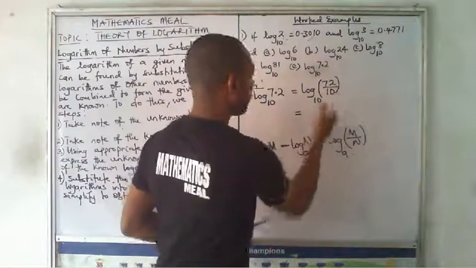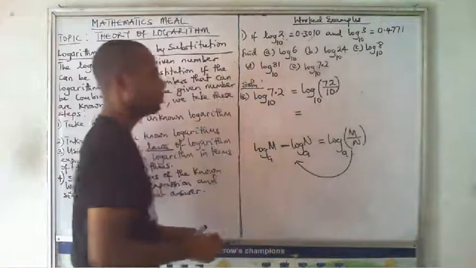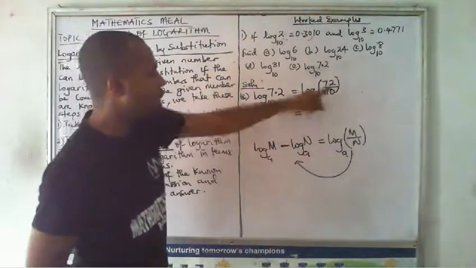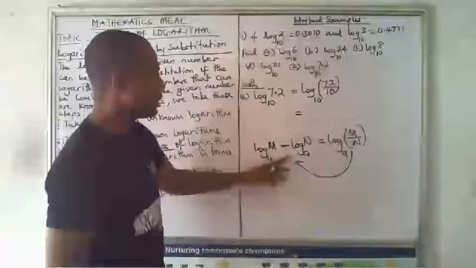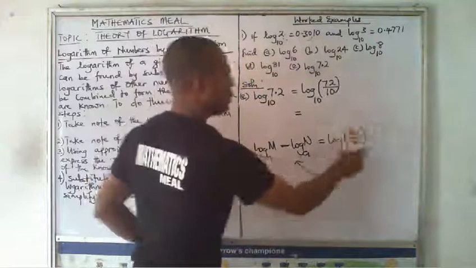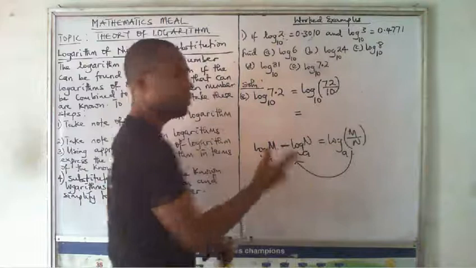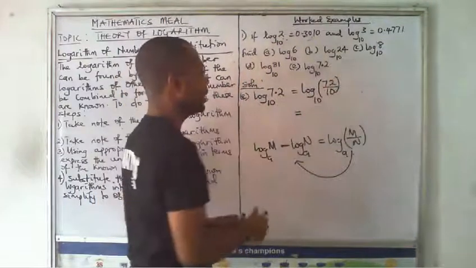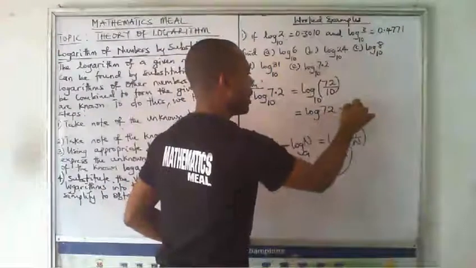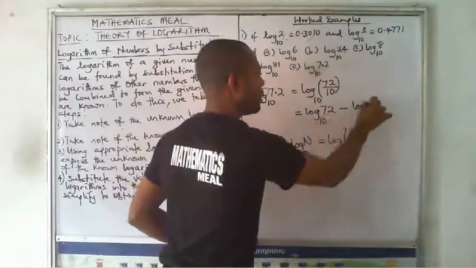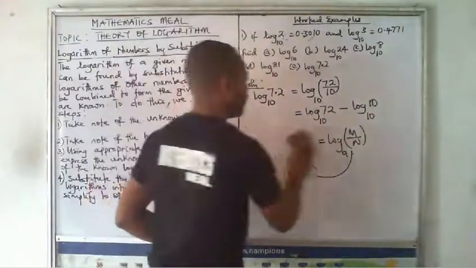But leaving it in this form, we cannot solve problems. So what's the alternative form? I need to use this second law to express this particular expression. When we are subtracting two logarithms of the same base, we use the second number to divide the first number. That's what is happening here. So I can break this down to log 72 minus log 10, in base 10.